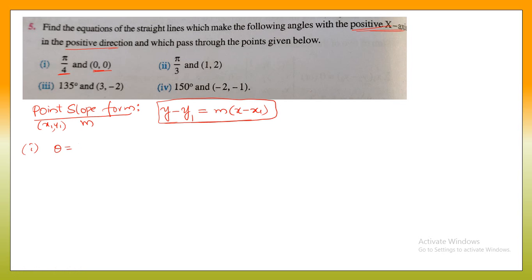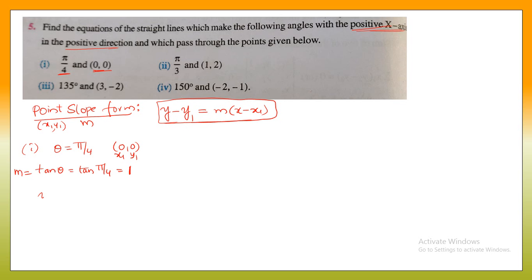So theta is equal to pi by 4 and the point is 0 comma 0. So this is x1 comma y1, and theta is equal to pi by 4. So from this m is equal to tan theta. So tan theta is nothing but tan pi by 4. So what is the value of tan pi by 4? Tan pi by 4 means tan 45 degrees. It is nothing but equal to 1.